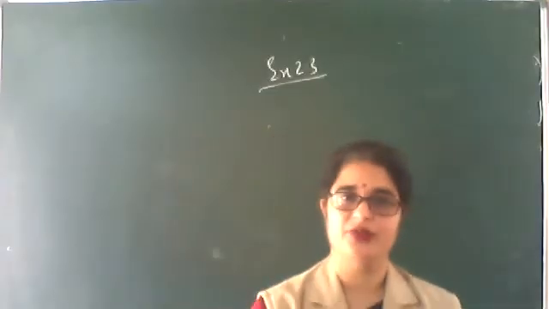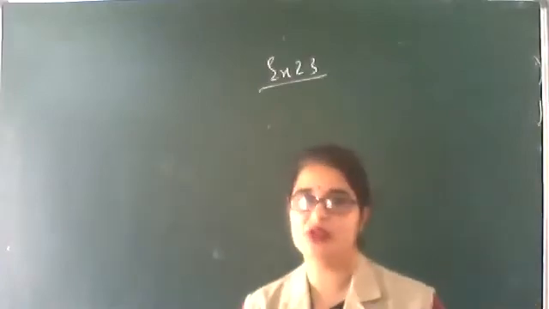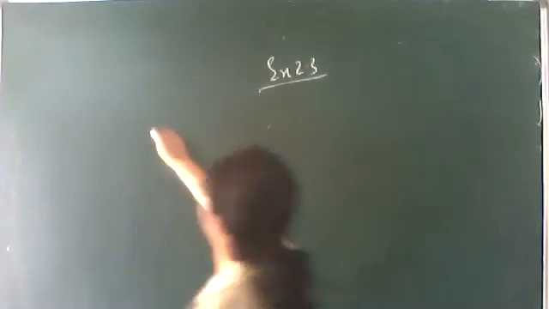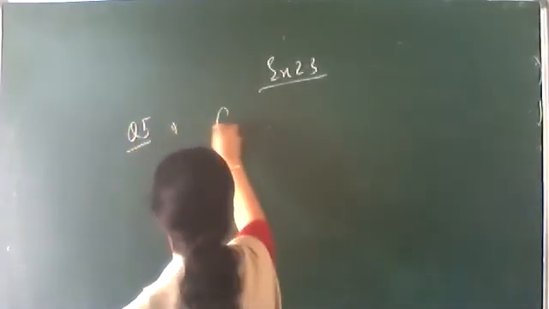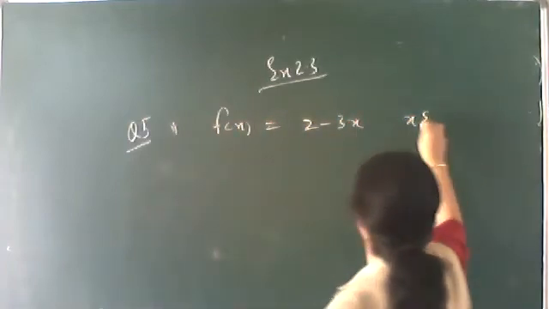Good morning, class. Today we'll start with exercise 2.3, question number 5, because some students were having problems with domain and range. So your question number 5, first part: f(x) = 2 - 3x, where x belongs to R.